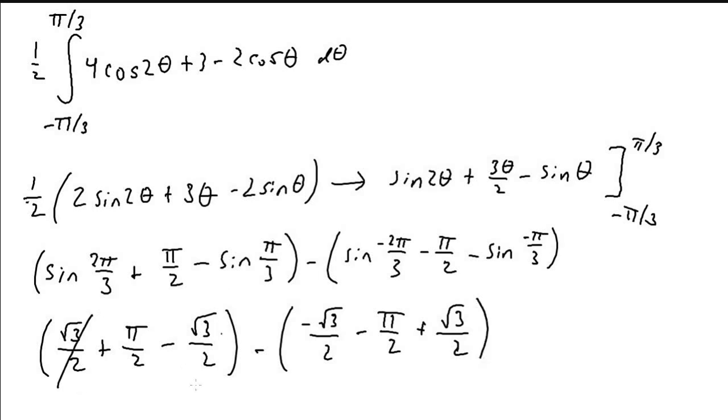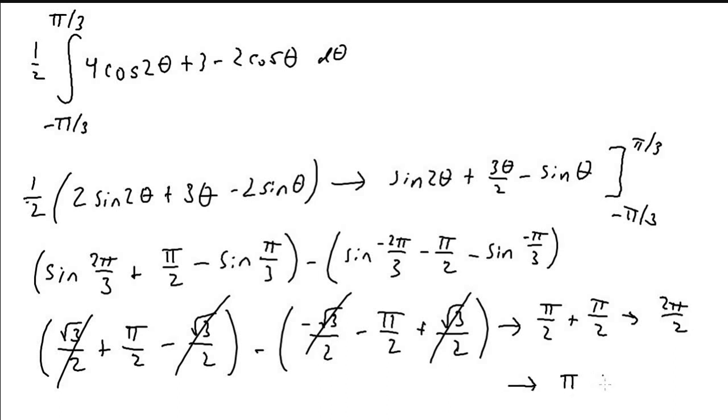Notice square root of 3 over 2's will cancel. And so all we're left with is pi over 2 minus a negative pi over 2. So plus pi over 2. And so that gives us 2 pi over 2. So a final answer of pi units squared as the final area.